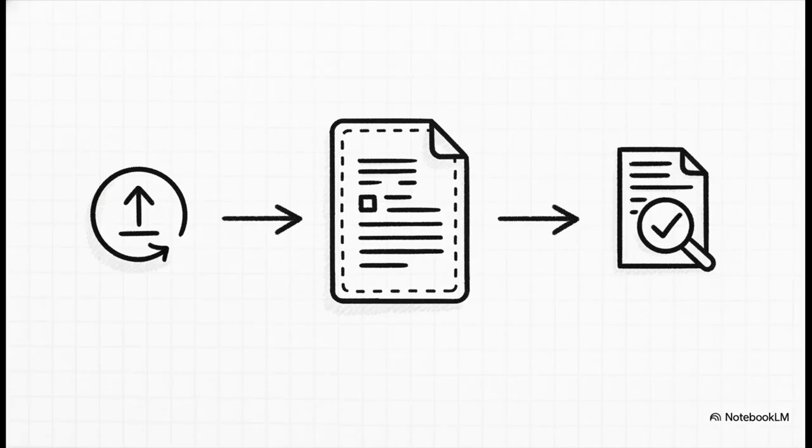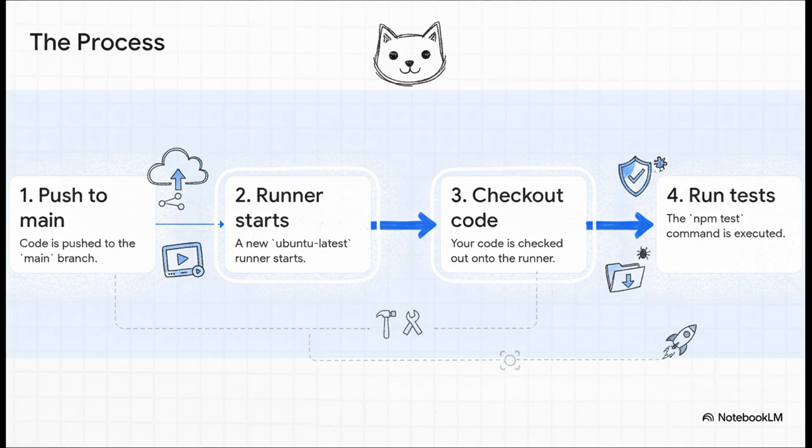Okay, let's look at a real-world example. This is a super common continuous integration pipeline written in YAML. You can see it has a name, CI pipeline. Then the on part says, hey, run this anytime someone pushes to the main branch. Then we have one job, build and test, that's going to run on an Ubuntu machine, and finally, the steps. First, check out the code, and second, run npm test. Simple as that.